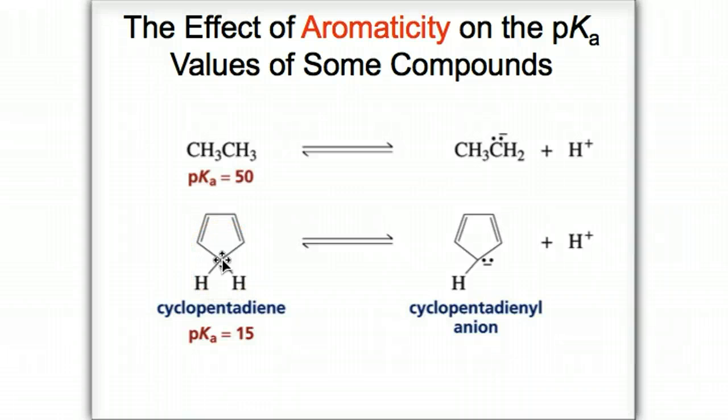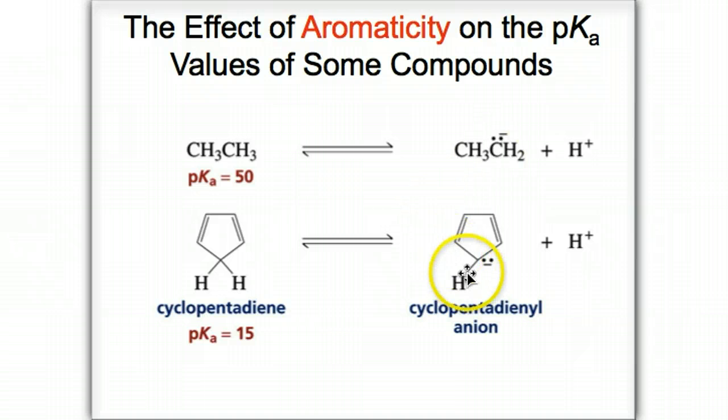There's the sp3. Now, to answer this question, we must look at the stabilities of the anions formed when the compounds lose a proton. Now remember, the strength of an acid is determined by the stability of its conjugate base. The more stable its conjugate base, the stronger it is as an acid. Notice that all the electrons in the ethyl anion are localized, as you can see here.